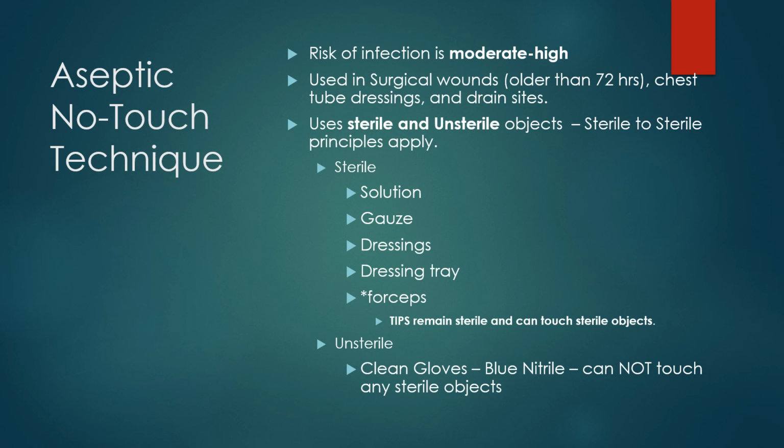We have aseptic no-touch. This is used on wounds that have a risk of infection of moderate to high. So these can be surgical wounds that are older than 72 hours, chest tube dressings, or drain sites. Again, this uses a mixture of sterile and unsterile objects, and the sterile to sterile principles apply. We'll discuss the sterile to sterile principles in a few slides. So we will use sterile solution, gauze, dressing tray, and forceps, but we will use unsterile gloves. These are just the regular bedside gloves.